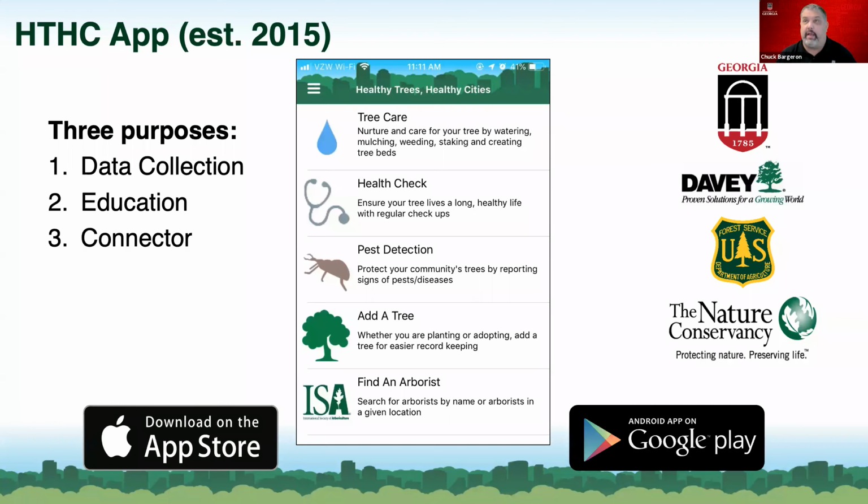You can go in and add your tree, or in some cases, there are existing trees in the database. Then you can say, okay, I watered this tree today, or I'm doing this health check on the tree. There are different metrics that you can enter, and that helps come back with the health score of the tree.